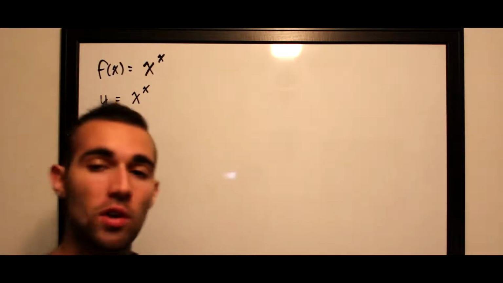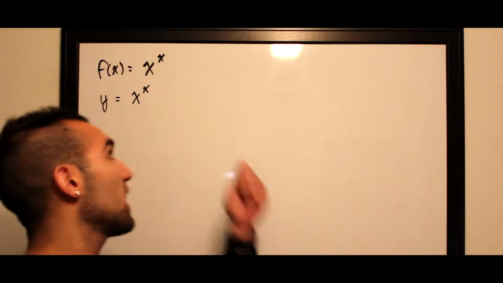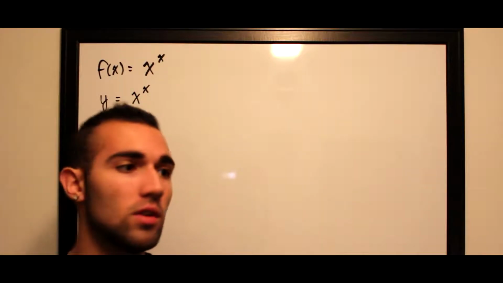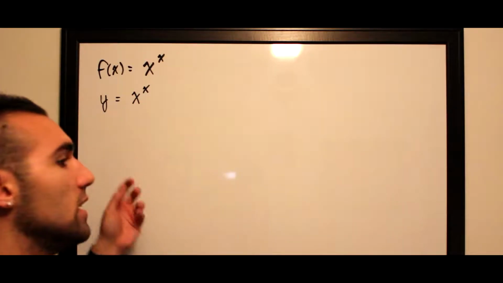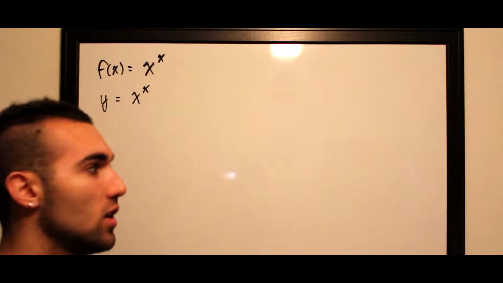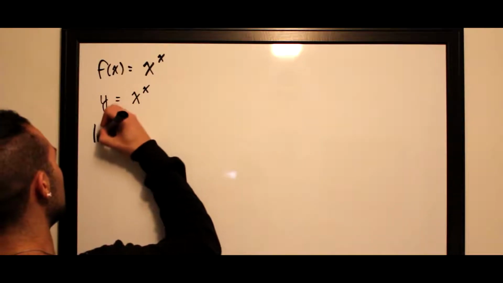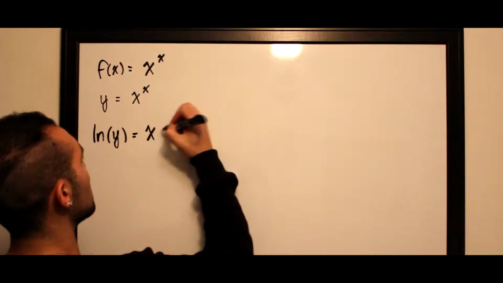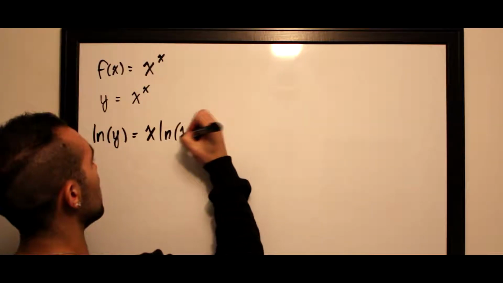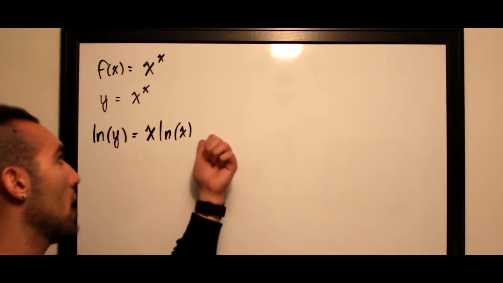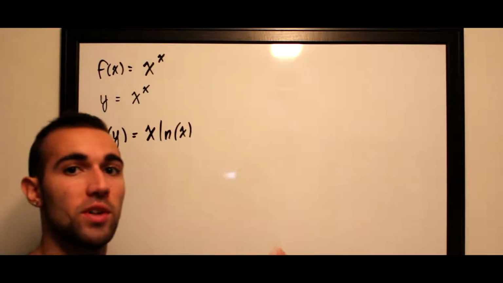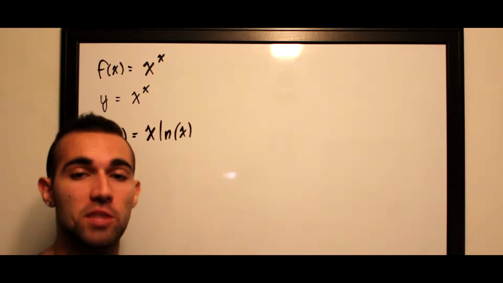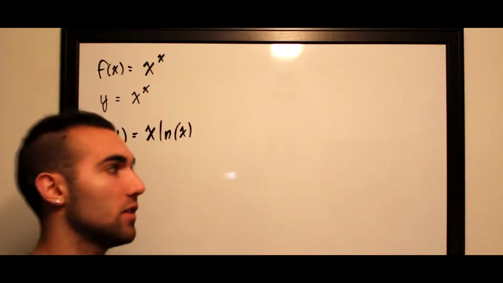So essentially what we want to do here is we want to drop that exponent so that it's down here out in front instead of an exponent. So what we're going to do is take the natural log of both sides. So we will take ln of y is equal to x times ln of x. And we can do that because one of the logarithm properties says that whenever you have an exponent and you take the logarithm, you can drag that exponent down in front and multiply it.